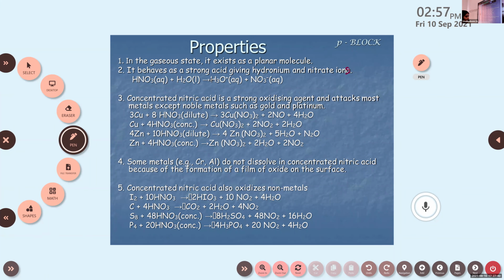You know that nitric acid is a strong acid, so it will definitely produce H plus ions. These H plus ions react with water to form the hydronium ion, that is H3O plus.